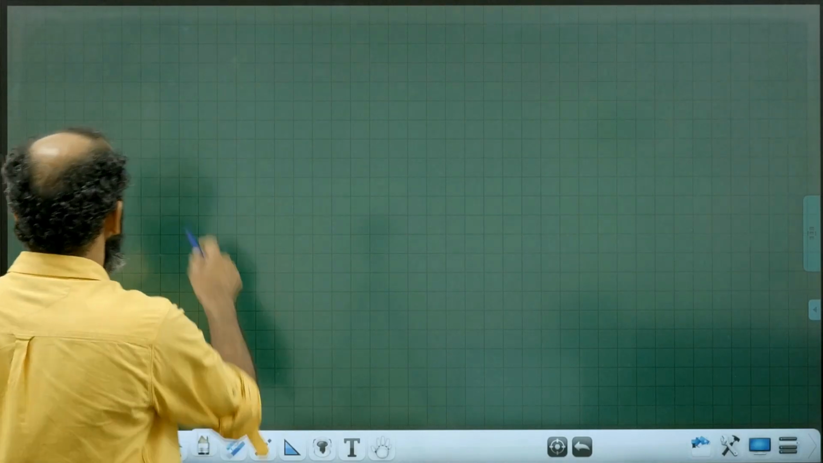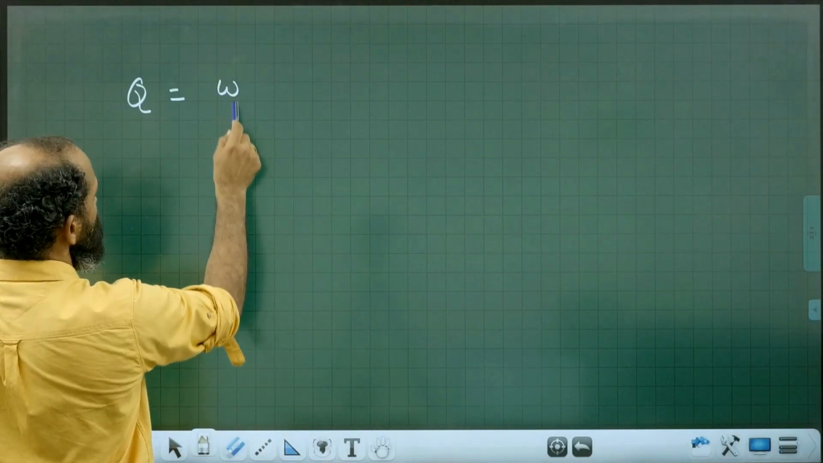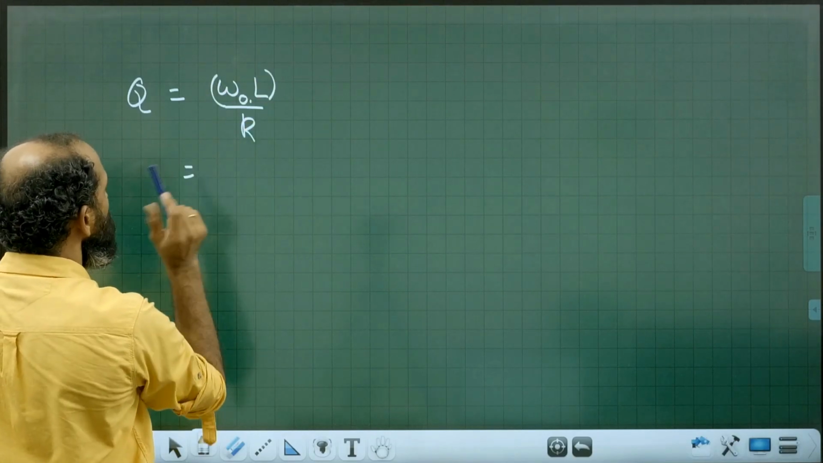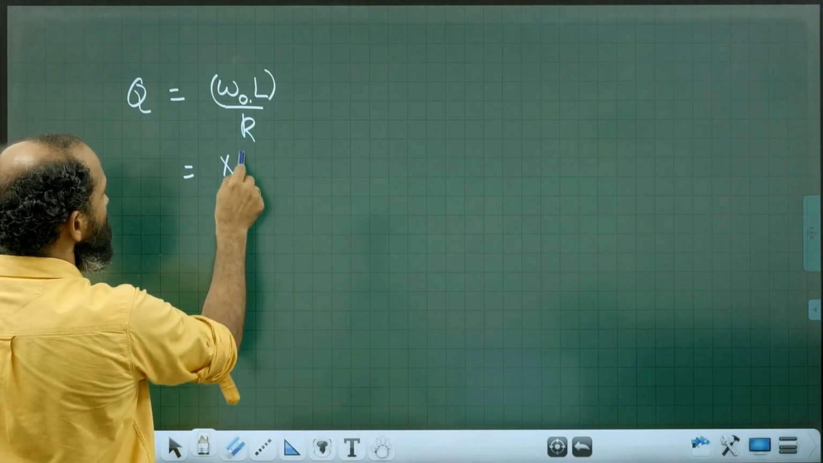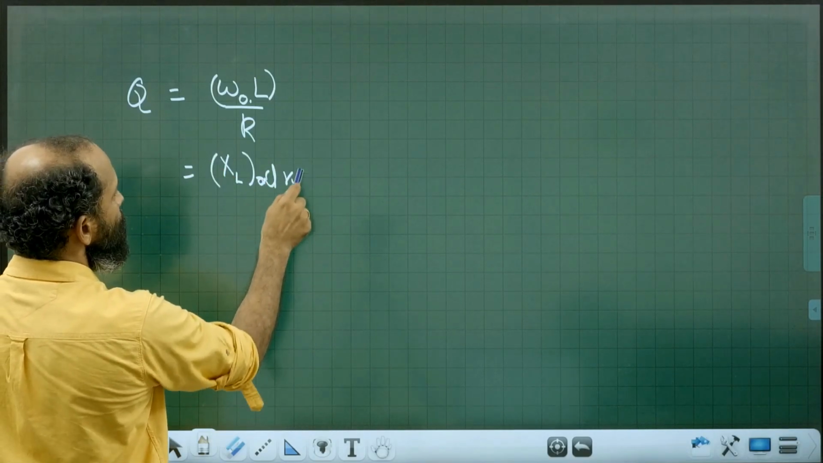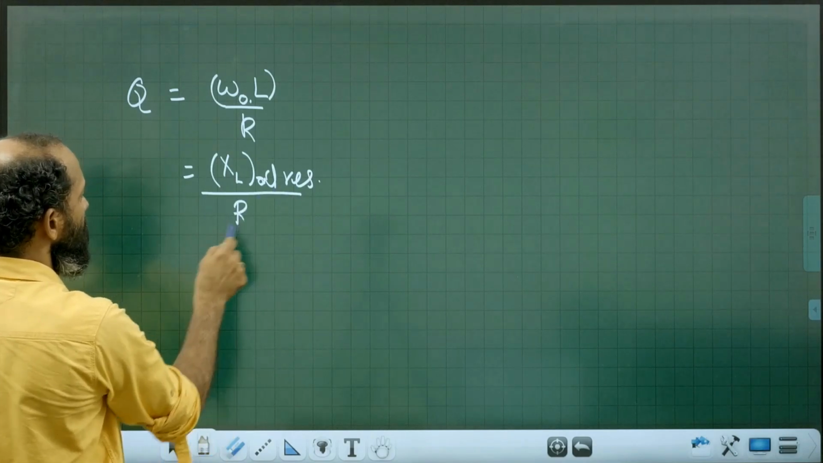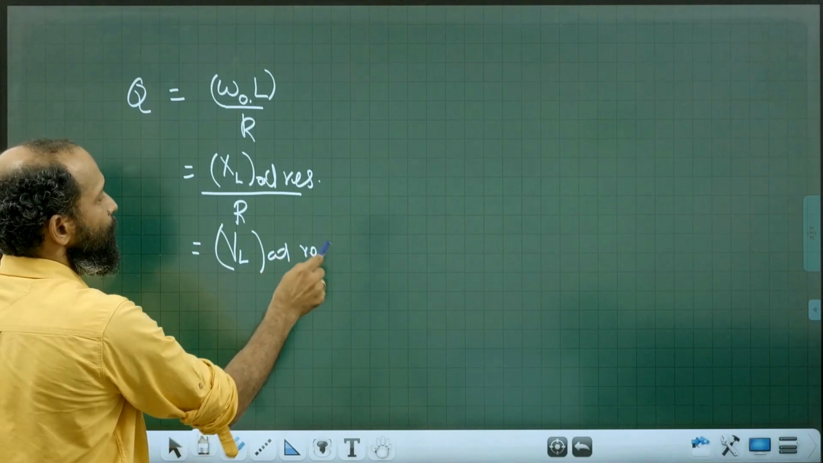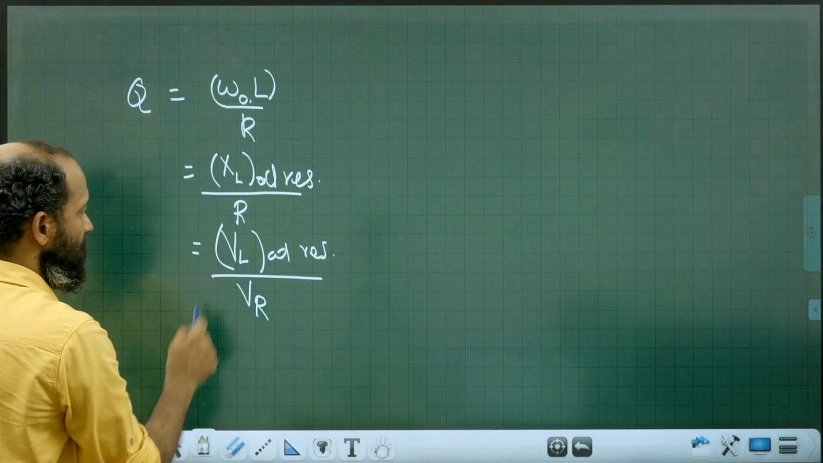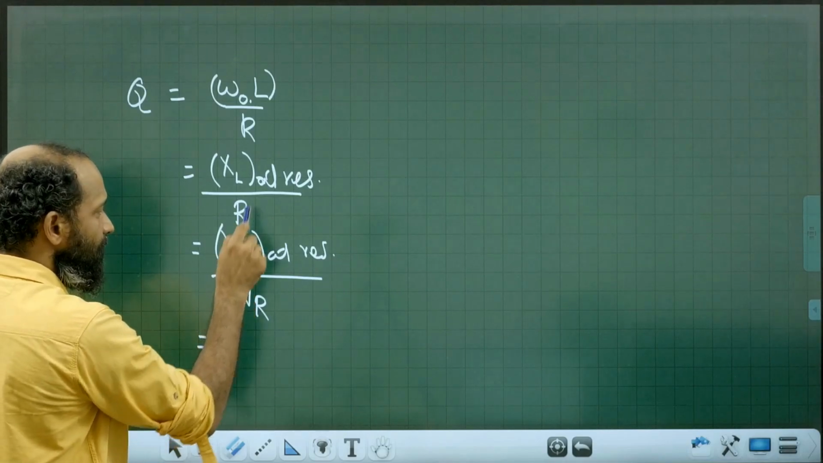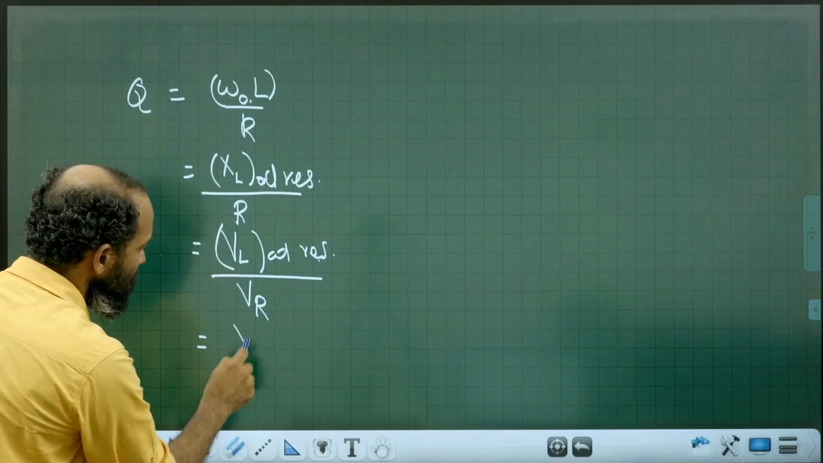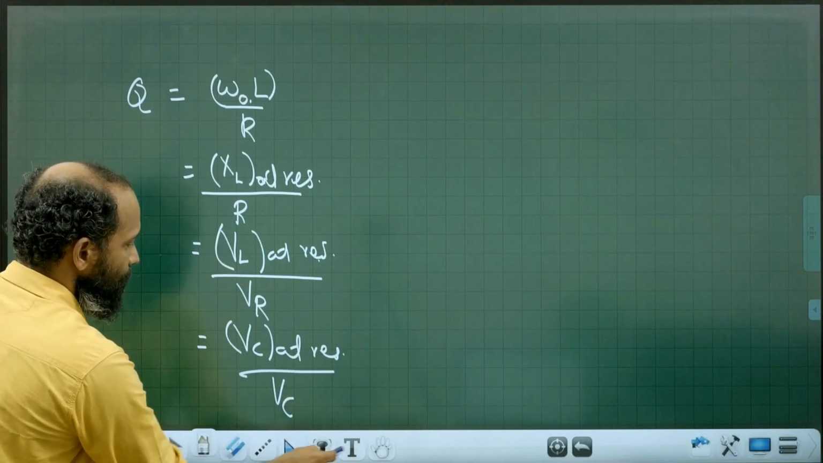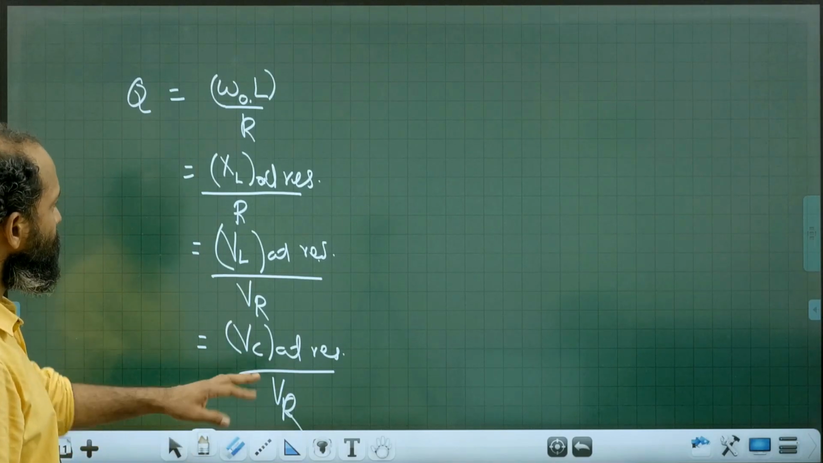Now, Q factor is defined as omega 0 L divided by R, where omega 0 L is the value of inductive reactance at resonance. So, inductive reactance at resonance by R. That is why it can be written as voltage across inductor at resonance divided by voltage across resistor. Voltage across inductor equals voltage across capacitor at resonance. That is why VC at resonance divided by VR.